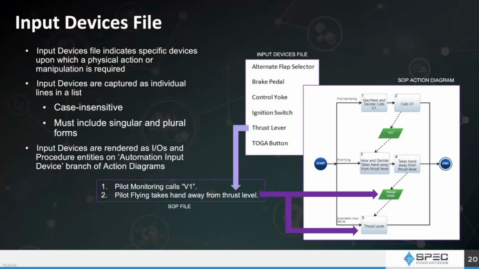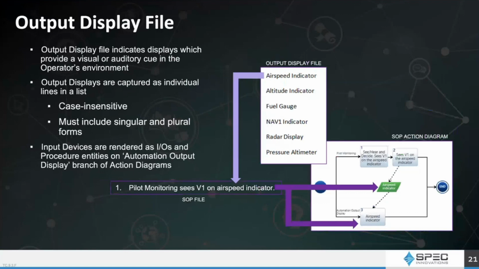Output displays, very similar kind of thing as the input devices. And this helps us determine where it belongs. Where does it belong on the line?